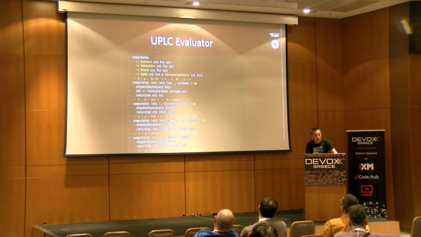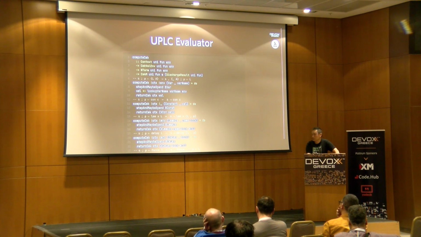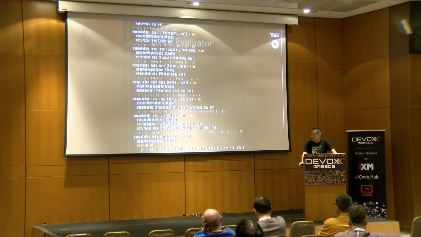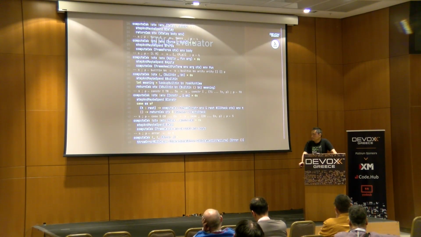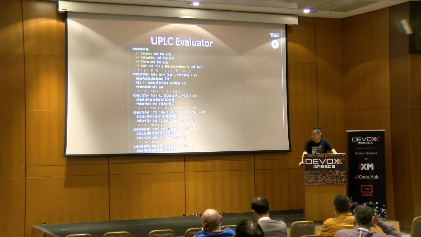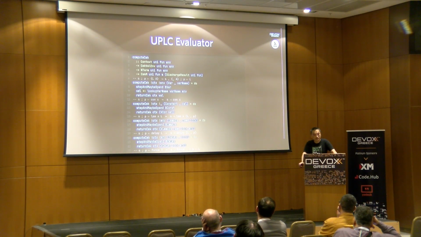Just to show you some code of the UPLC evaluator. The bulk of the implementation is contained in two functions: compute CEK and return CEK. So this is compute CEK. It's quite high level, quite readable. It's actually very close to the actual specification of the language.